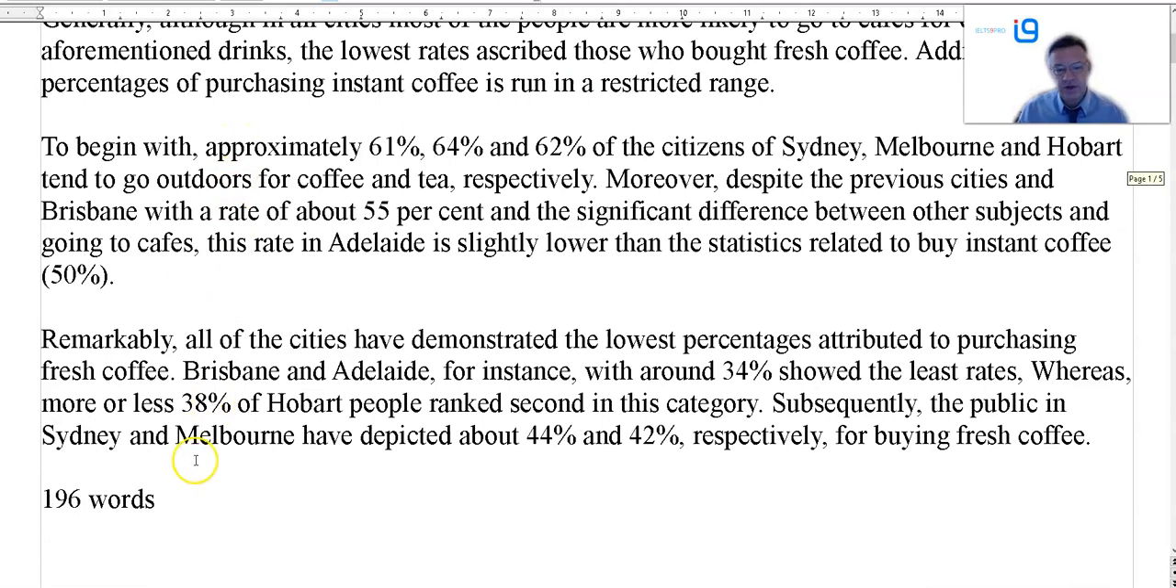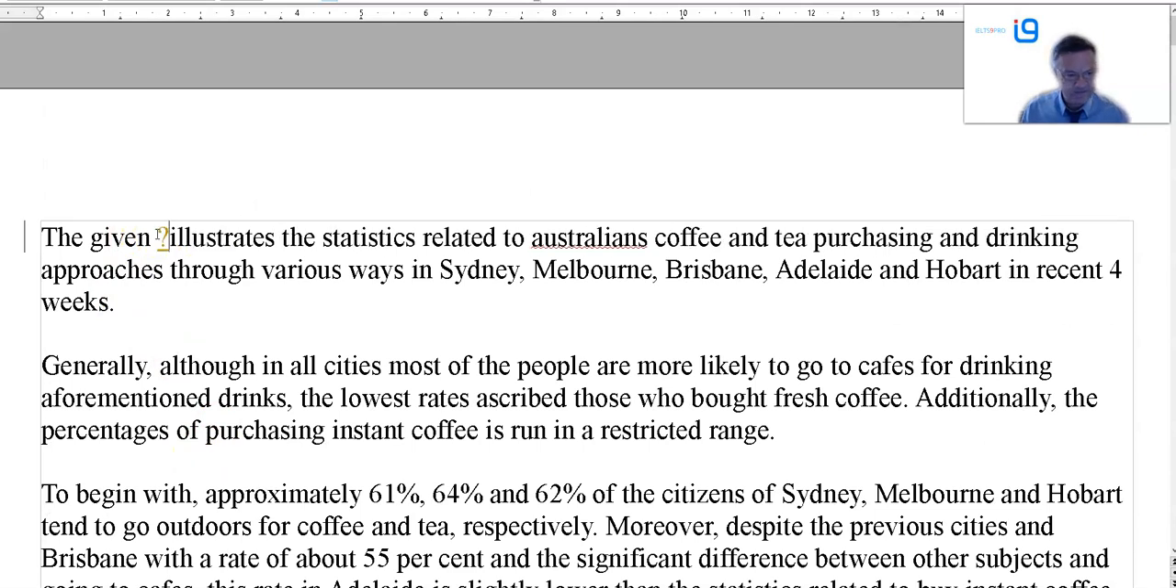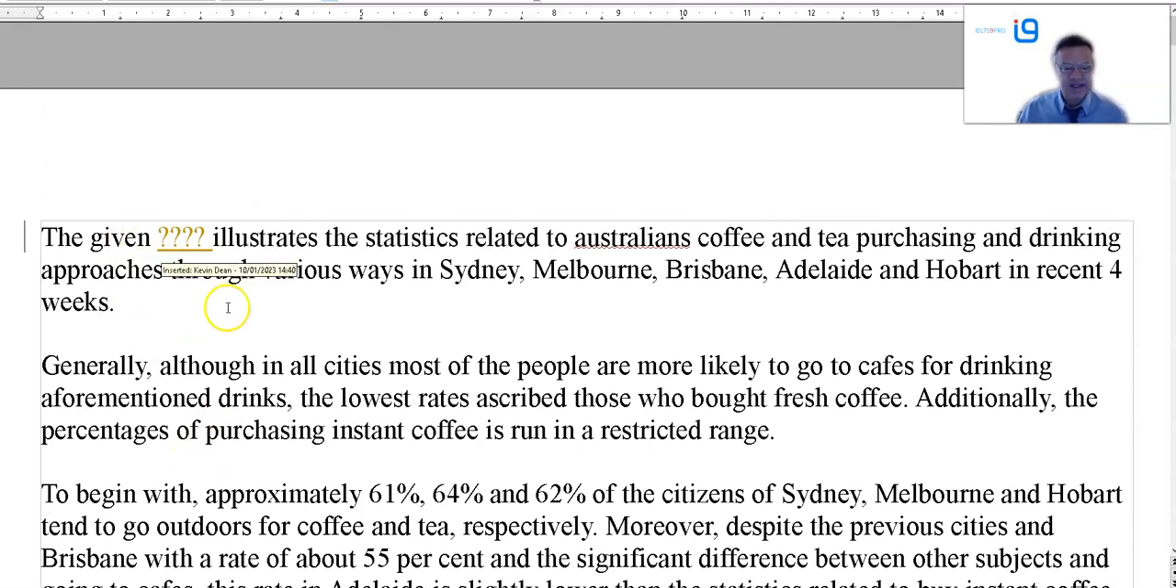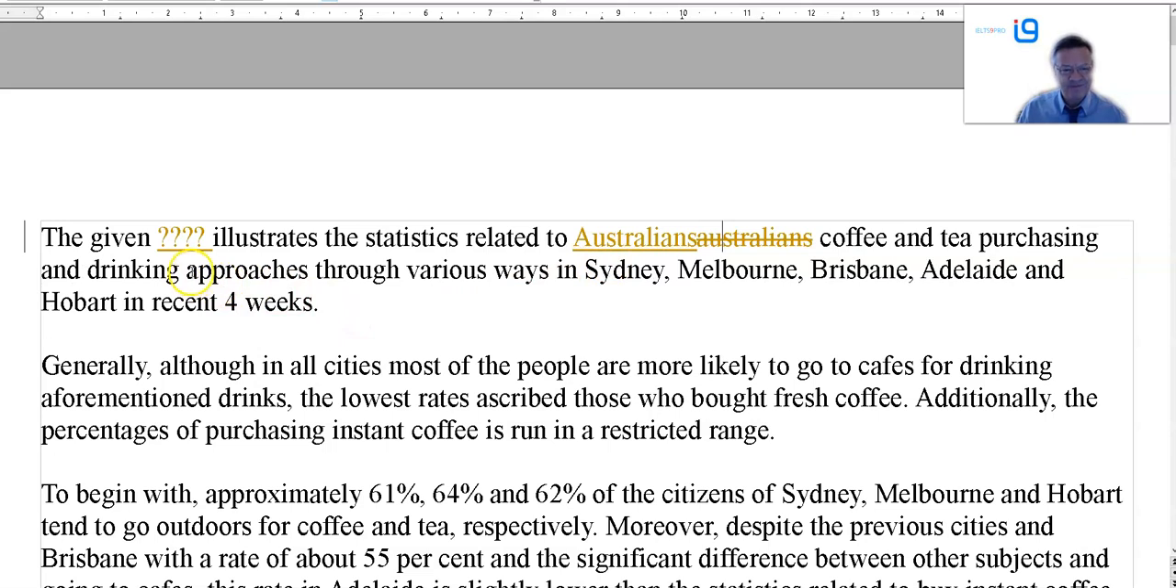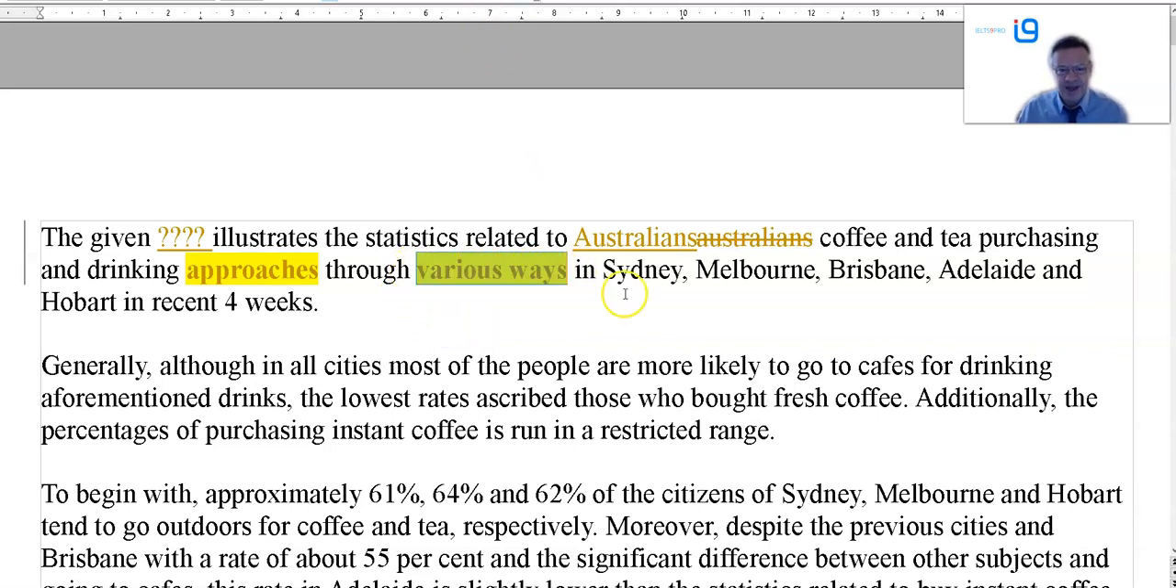So, 196 words. Okay. The given what? What is given? Illustrates the statistics related to Australians' coffee and tea purchasing and drinking approaches. I don't know about that. Can you have an approach to drinking coffee? Through various ways. So, right, we can see this introduction doesn't really work. Various ways in Sydney, Melbourne, Brisbane, Adelaide and Hobart in recent. In the recent, or in the last 4 weeks, or in recent weeks. Okay, in the last week.